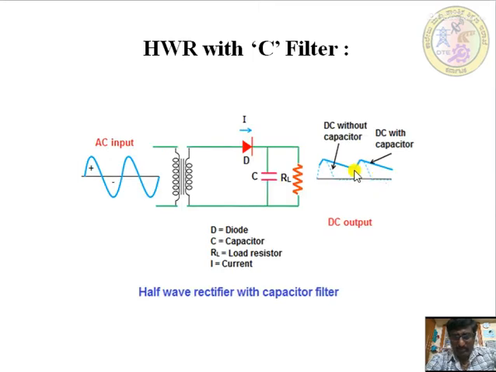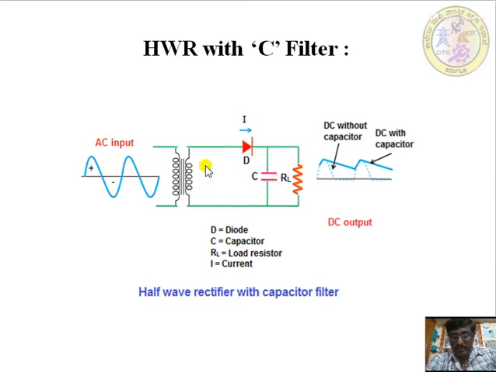Here we are connecting a half wave rectifier with the C filter, meaning the capacitor filter. This is the AC input signal, this is a transformer. For a half wave rectifier you require a diode as well as a load resistance. What we are doing is connecting a parallel capacitor along with the load resistor RL.